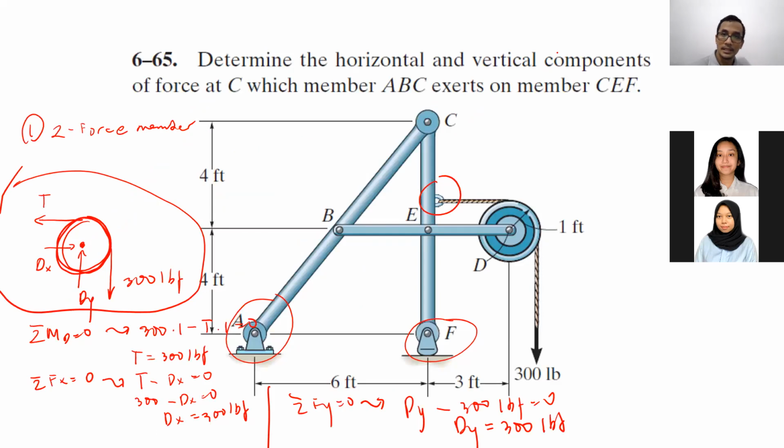For member AC, the forces will be happening at A, B, and C. A is already known, B and C are not yet known, there is a pin there. So there will be Bx, By, and Cx, Cy. We cannot solve that. Then if we take a look at member CF, F is already known, Fy is already known, Ex, Ey are not yet known, Cx, Cy are not yet known. Then, if we take a look at member BD, there will be Bx, By and Ex, Ey, something like that.